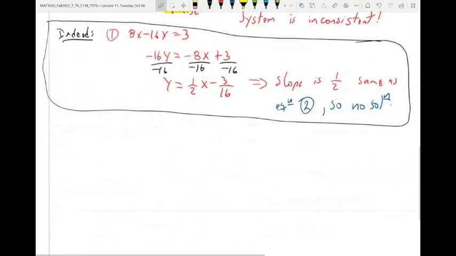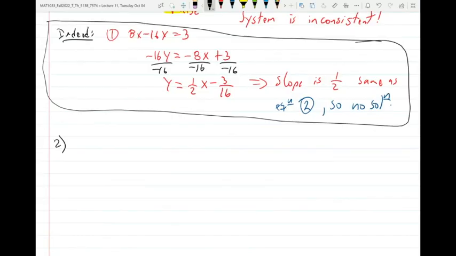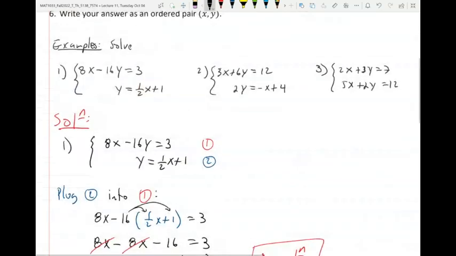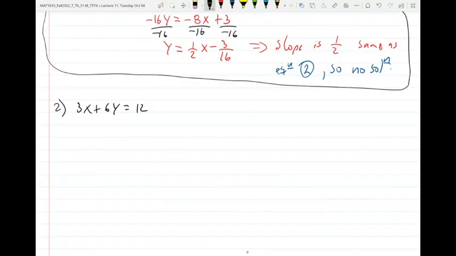So let's see, number 2, we have 3x plus 6y equals 12, and then 2y equals -x plus 4. Remember, we're trying to solve these equations at the same time. So here we're going to try a substitution. Let's see, what variable would you like to solve for? What variable do you think would be nice to solve for?